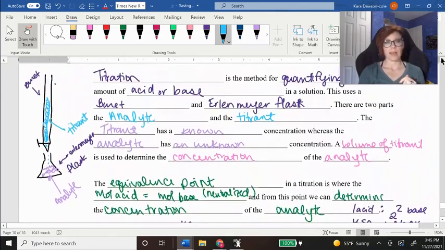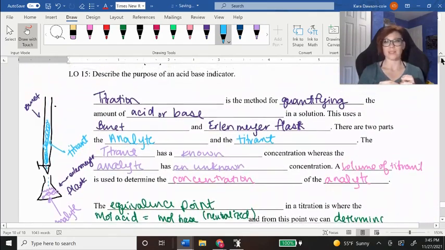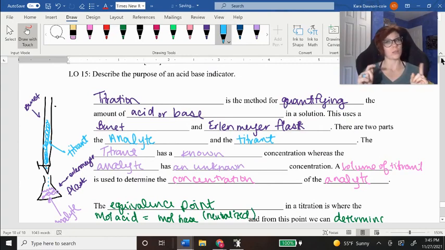So this was the last learning objective for the semester, which was Unit 7, learning objective 15, which was to describe the purpose of an acid-base indicator. You will also be performing a titration as well. So this was important for knowing what a titration is and actually being able to perform a titration.